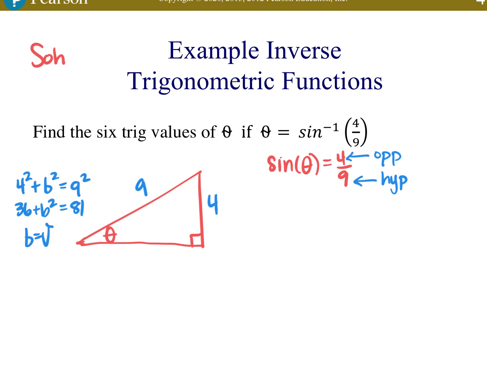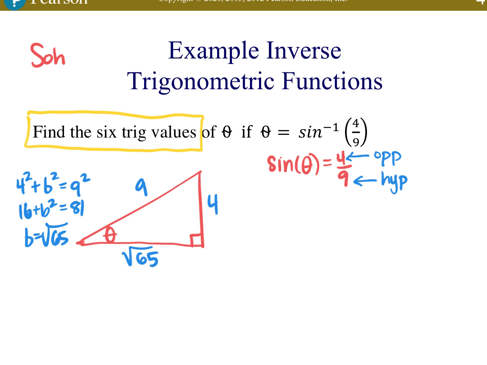So what does b have to be equal to? Square root of what number? 65. Whoops, yeah, sorry, 16, not 36. So this can be the square root of 65. Okay. So the question says, find the 6 trig values. So what are the 6 trig values? Sine, cosine, tangent, secant, cosecant, cotangent. So I should be able to find all 6.